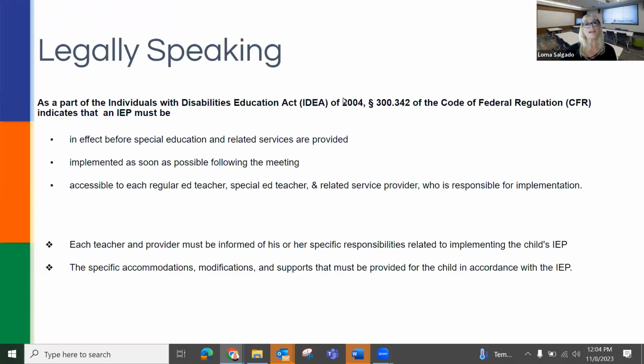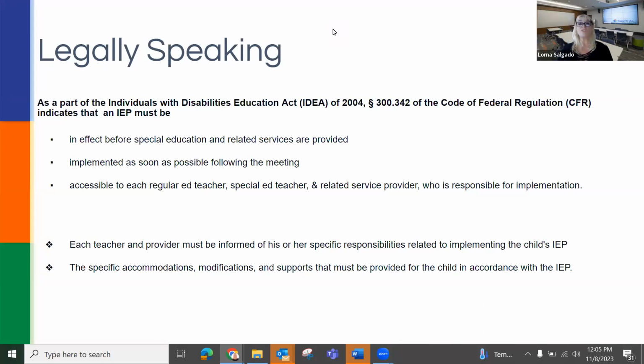So let's start. I always start on the legal end. So let's do a little legalese right now. The federal law that mandates special education is the Individuals with Disabilities Education Act, or sometimes called IDEA. It says a couple of things. It says that we have to have an IEP that's in effect before those special education and related services can be provided, that we have to implement it as quickly as possible after a meeting, and that we have to have it accessible to each regular ed teacher, special ed teacher, and related service provider who's responsible.